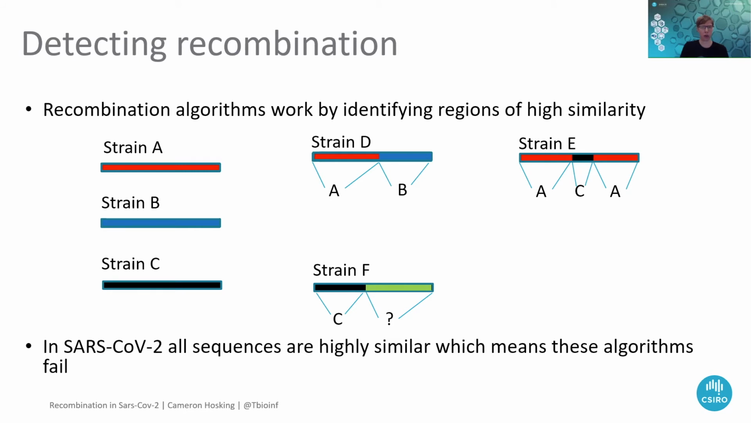However, SARS-CoV-2 poses a real problem to these algorithms, because while there is variation, it is comparatively small, with most circulating strains being over 99.95% homologous. So when these algorithms look at regions of a virus, they fail to find any recombination events because all regions have very high similarity. So we wanted to develop a method that could detect recombination in SARS-CoV-2 or any other virus that shows a high degree of similarity between isolates.